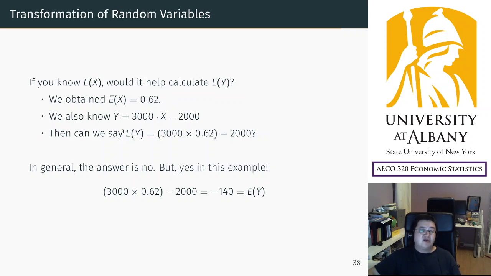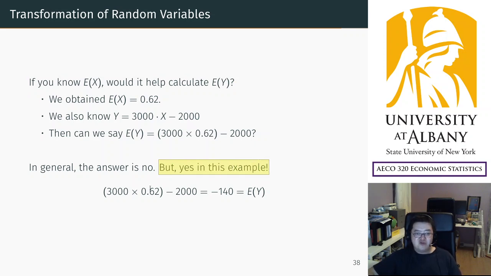In general, it does not hold. So in general, knowing the original variable's mean does not help with the new random variable's mean. The answer to this question is no. But in this example, the answer is yes.